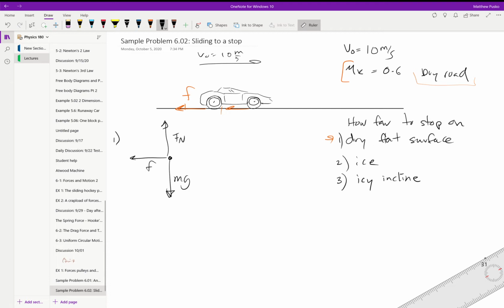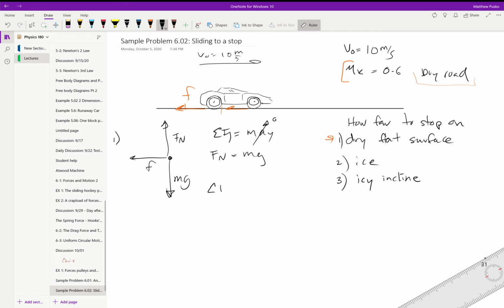So if I sum the forces in the y direction, I get the mass times the acceleration in the y, but it's not coming off the surface, so that acceleration is 0. I get the normal force is equal to mg. We're going to need that, so hold on to that for a second.